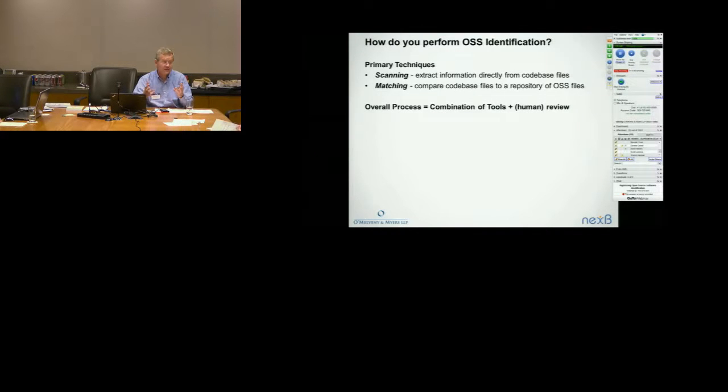Now, the overall process is using these tools and techniques, and unfortunately, we wish it would be automated and certain 100% of the time. You need to have human and expert review.